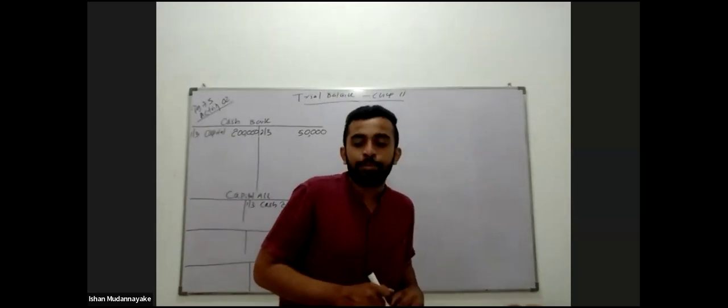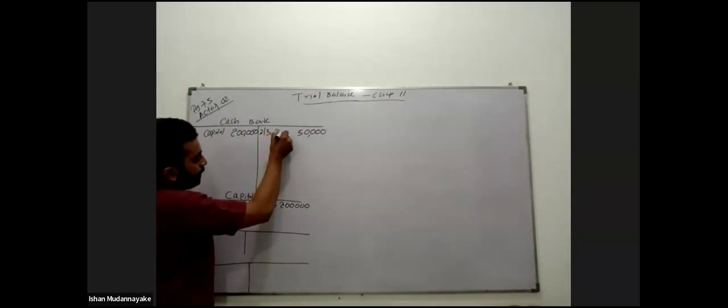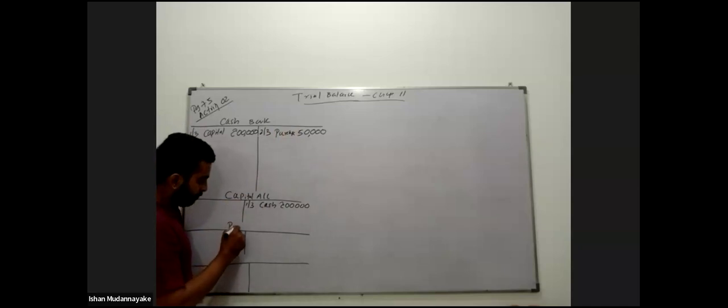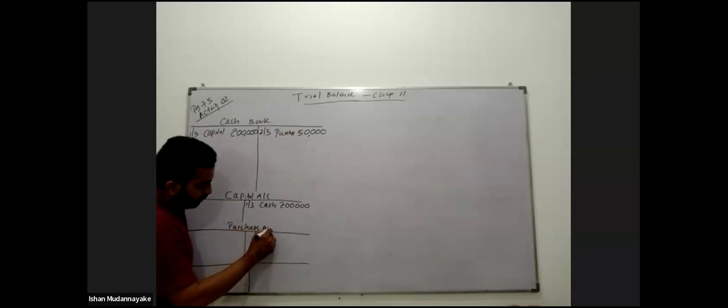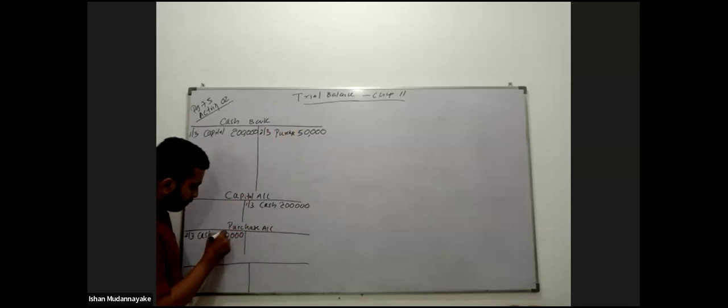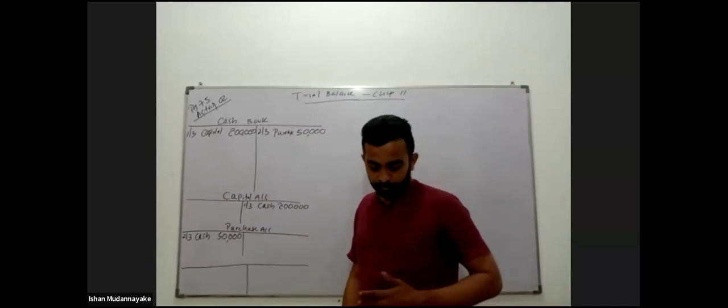What is the name of the opposite account? Purchase account. Yes, very good. Cash book credit, purchases. And purchase account debit, 2nd March, cash 50,000. The cash book credit, purchase account debit. If cash book credit, definitely to the opposite account you need to debit.